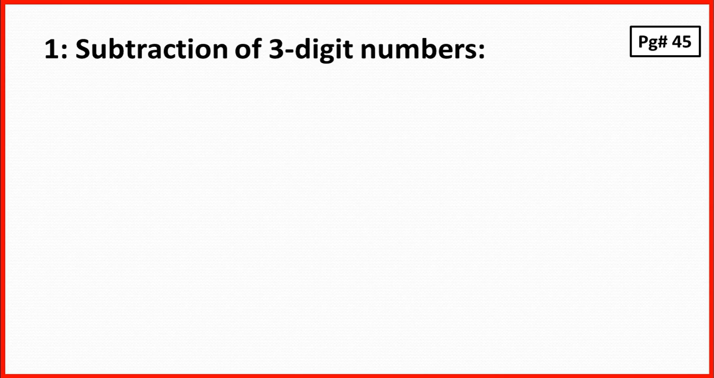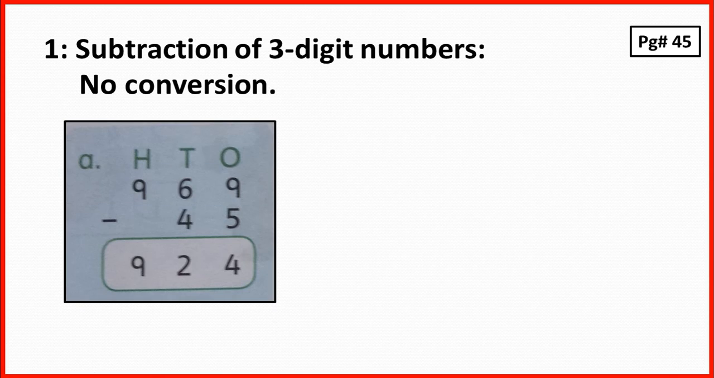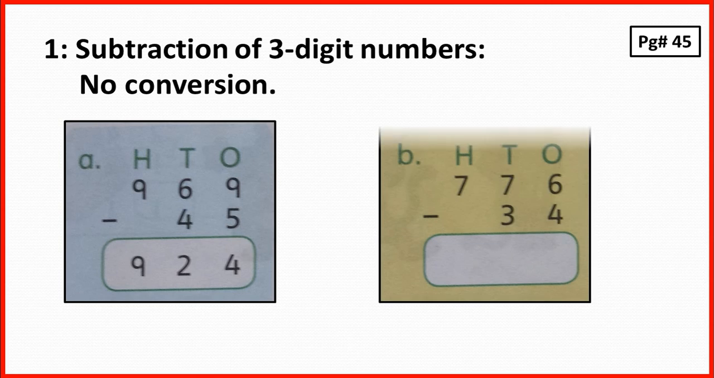Now I am going to do page number 45. Question number 1. Subtraction of 3-digit numbers, no conversion. These sums are easy, but remember, subtract ones first, tens next, hundreds last. One has been done for you.